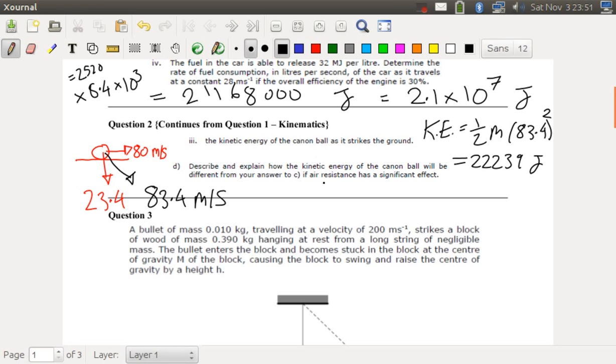Describe and explain how the kinetic energy of the cannonball would be different from your answer if air resistance has a significant effect. Well, if there's air resistance, that implies that the cannonball will move slower. And if it's moving slower, then there'll be less kinetic energy. So the velocity when there's air will be less than the velocity if there's no air friction, and that would mean the kinetic energy when there's air will be less than the kinetic energy when there's no air, which we got earlier. What's happening is the kinetic energy is robbed and given to heat energy in the form of the friction.